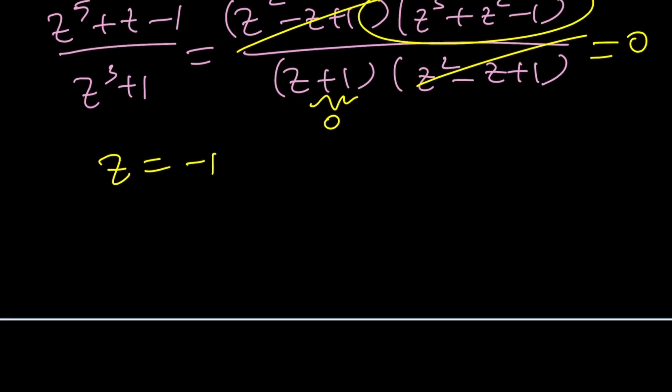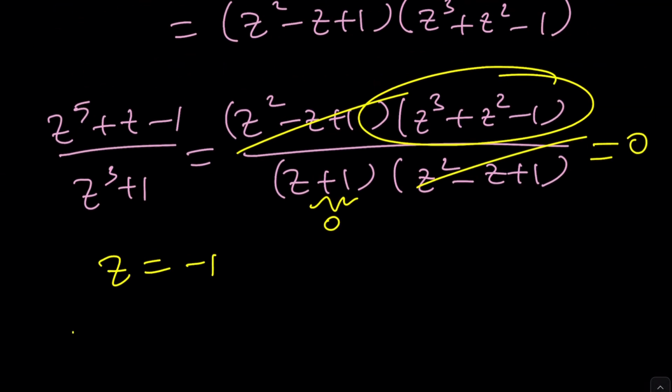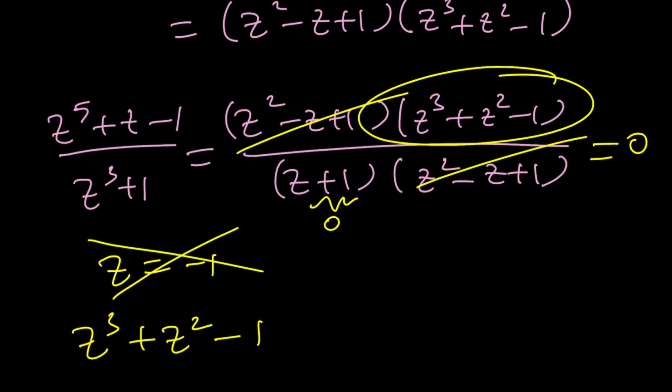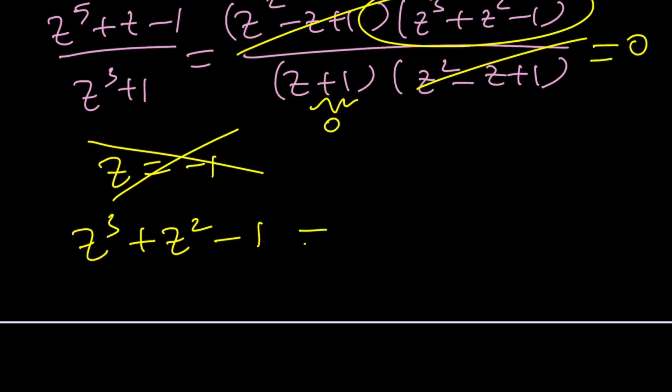So all we have to do is cross multiply. We know that we need to check z cubed plus z squared minus 1. But don't get me wrong, z equals -1 is not a solution. It's a non-solution for this equation, okay? So all we have to do is solve this cubic. How do we solve it? I'll show you a quick method.